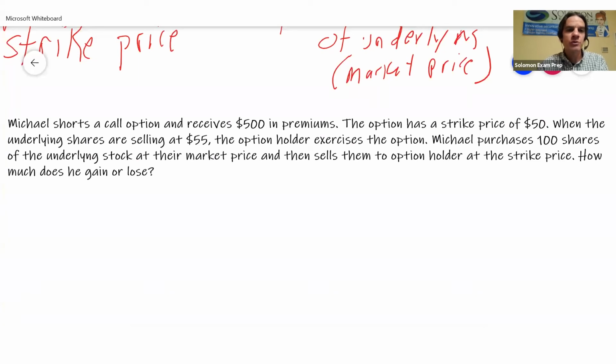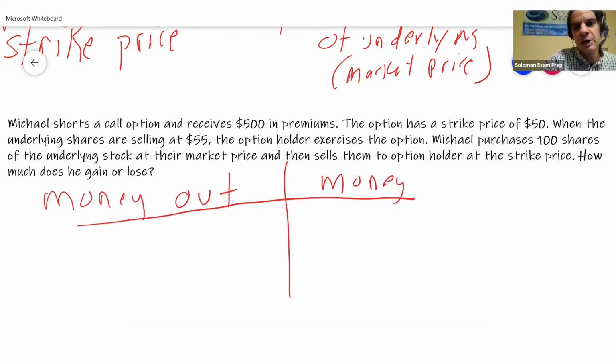So Michael purchases 100 shares of the underlying stock at the market price, then sells those shares to the option holder at the strike price. So how much does he gain or lose? All right, so let's make our T chart again here. Money out on the left, money in on the right. You could flip it and do money in on the left and money out on the right. It doesn't really matter. The T chart is just a way to help you visualize where you're putting these amounts.